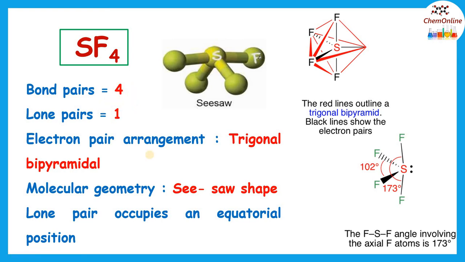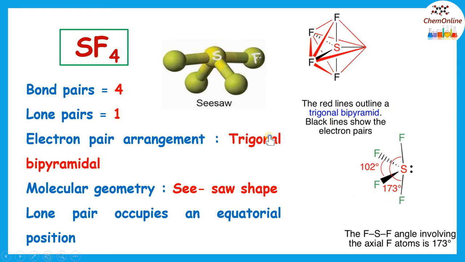For 5 electron pairs, we expect a trigonal bipyramidal geometry according to VSEPR theory. But again, out of these 5 electron pairs, one is a lone pair. So due to the presence of the lone pair, the geometry becomes a seesaw shape, as you can see here. And in this molecule, the lone pair occupies the equatorial position. The bond pairs occupy the remaining 4 positions. And the FSF bond angle will be 173 degree.